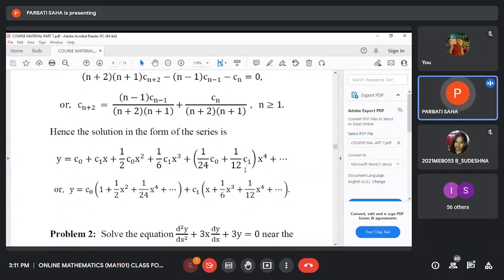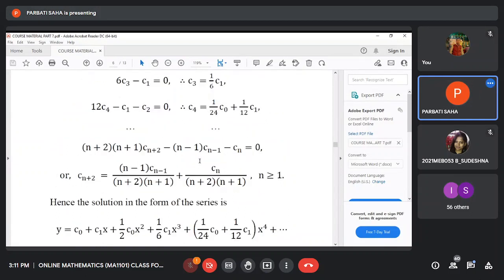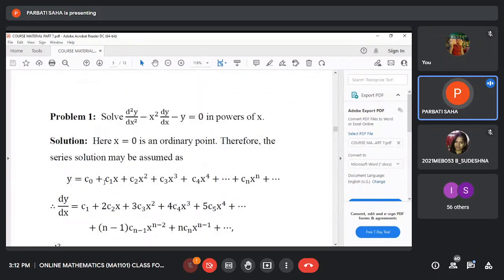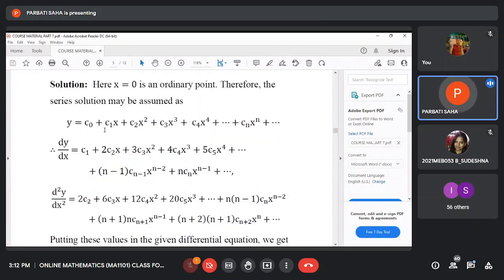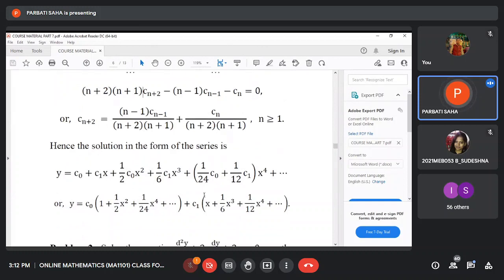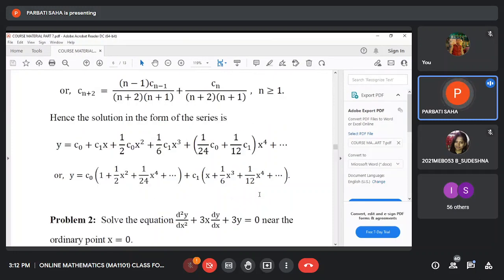So the solution in the form of the series is given by this. Just to put the values of the coefficients, you see we have assumed the solution in this form: y equals c0 plus c1x plus c2x squared plus c3x cubed plus this. So we just put the values of c2, c3, c4, etc. All the values of these coefficients should be substituted to obtain this solution in the form of series. And then the terms containing c0 will be separated, and also the terms containing c1 will be separated like this. This is the required solution.